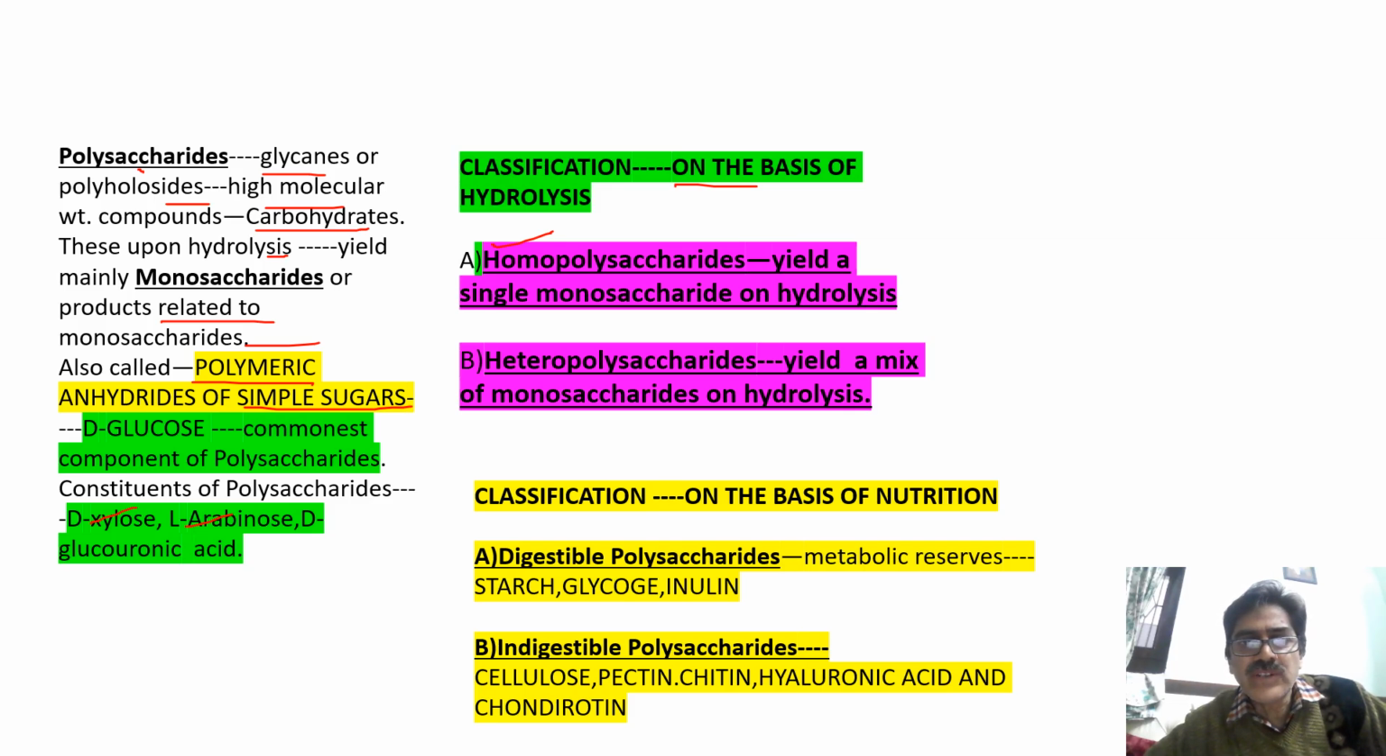Now, classification of polysaccharides on the basis of nutrition. So we have those polysaccharides which have a digestive value. They are digestible polysaccharides. For example, they act as metabolic reserves in our body, say starch, glycogen and inulin. Next class is indigestible polysaccharides, that is cellulose, pectin, chitin, hyaluronic acid, chondroitin.